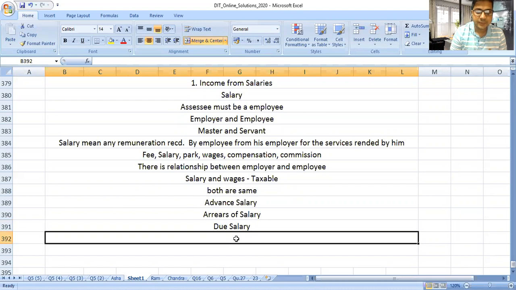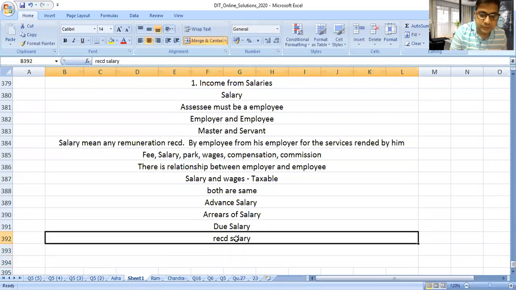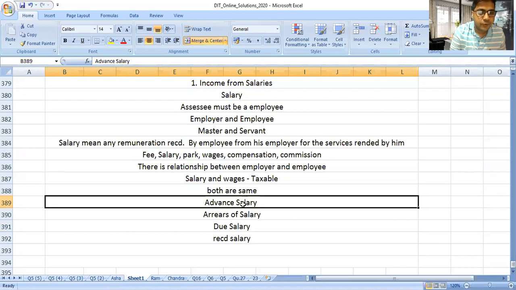So here, and sometimes if you received salary. Okay. Now this received salary, due salary, arrears of salary, and advance salary. These are how many terms? Five terms are there. Now my question is whether such salary is taxable or not.